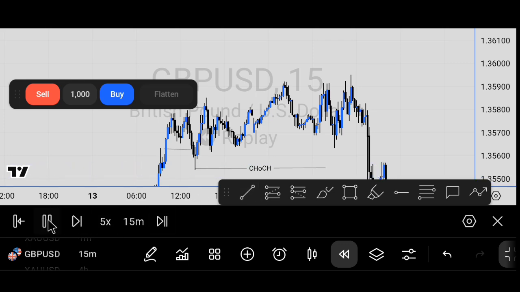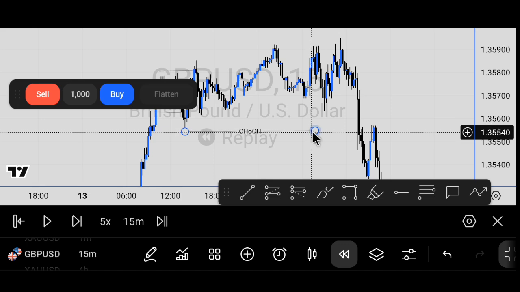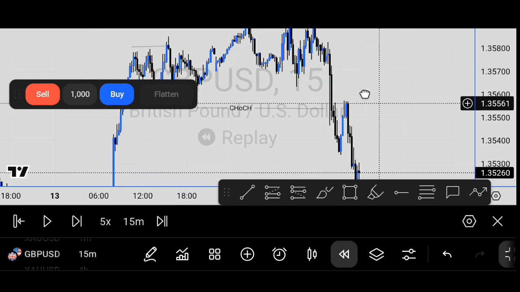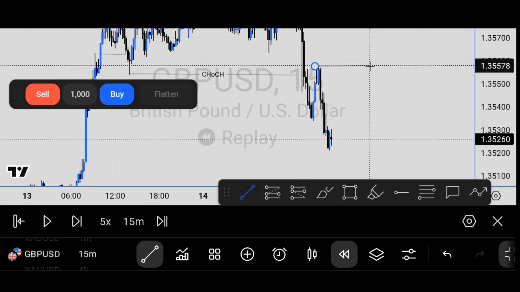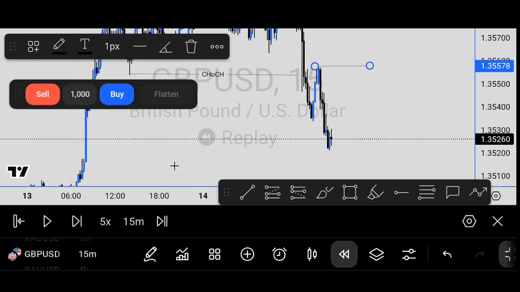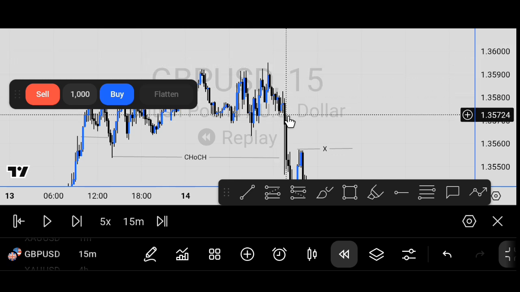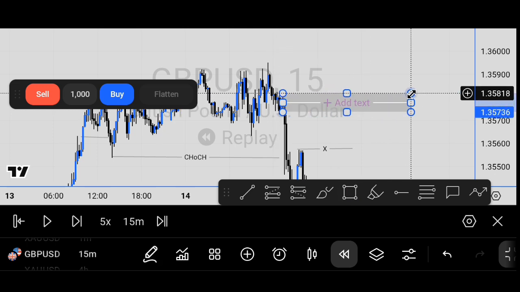As you can see, price took out this change of character, just like we anticipated. So now this is our inducement, and we can be anticipating. If we look closely, we only have one unmitigated order block right here. So let's mark out our order block right here.